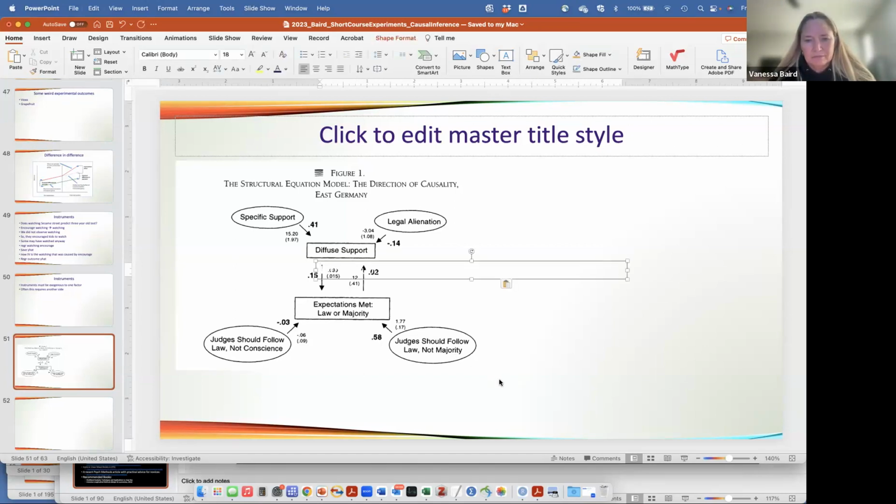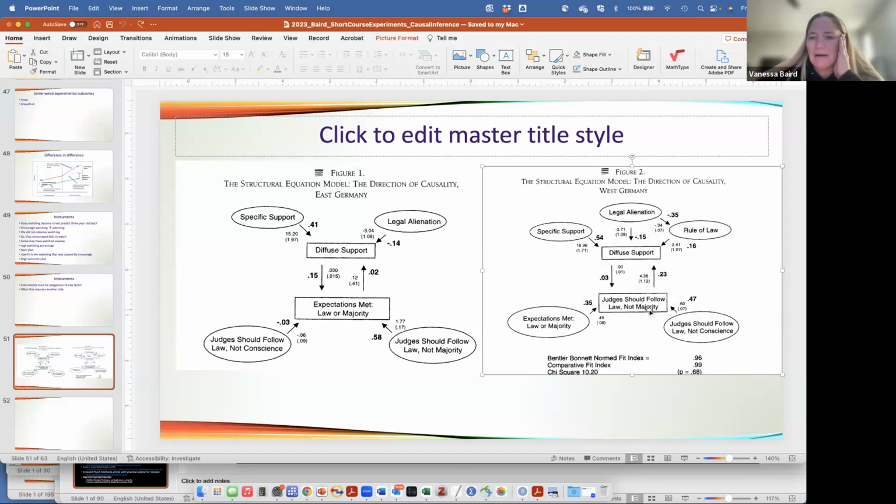And then, oh man, let's see. Okay, now I've got the West German model.